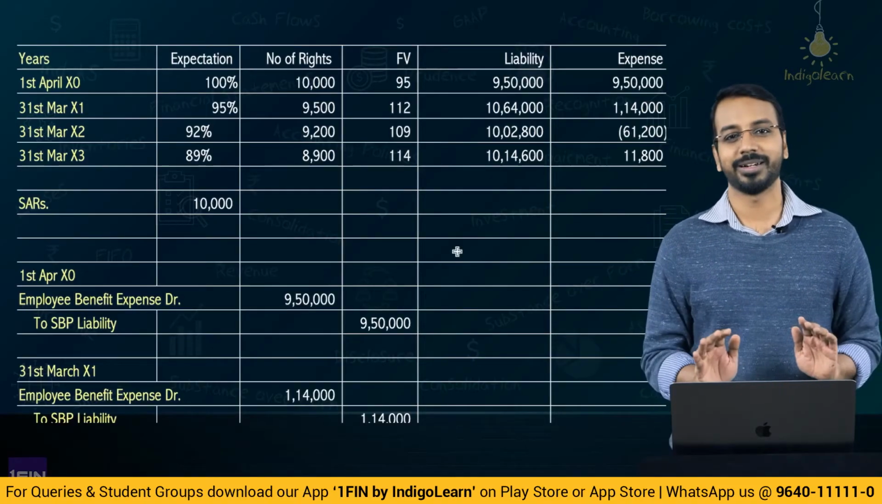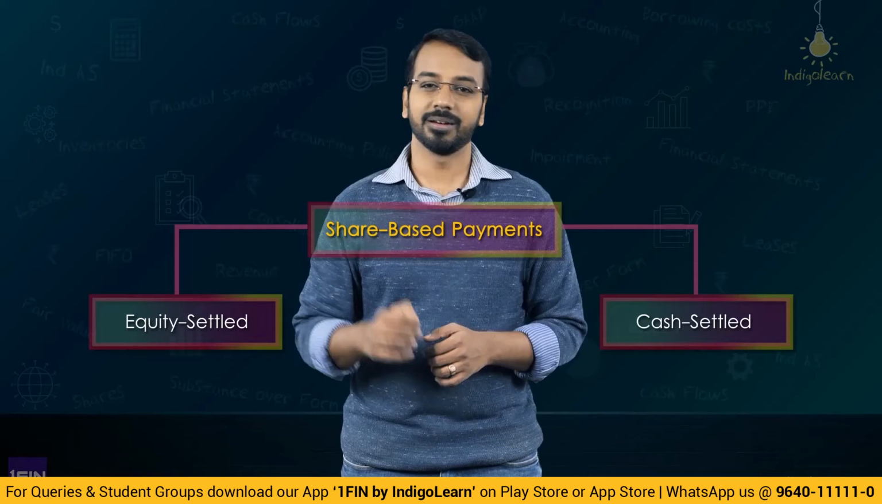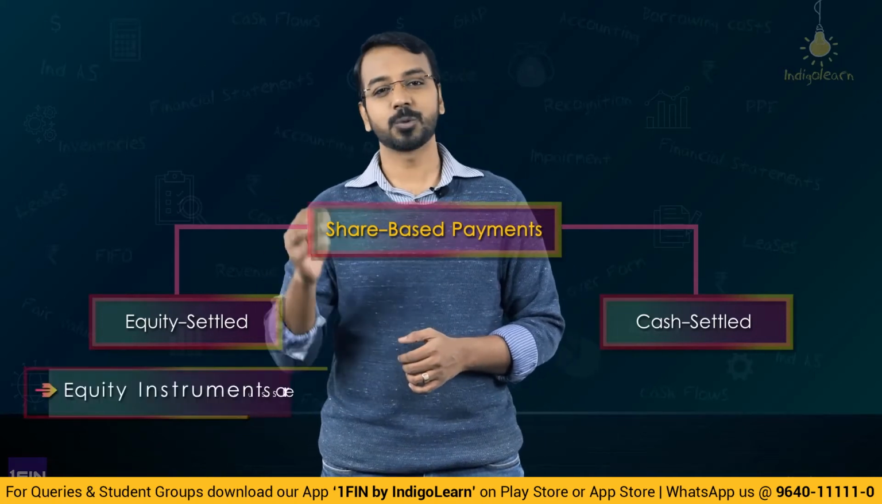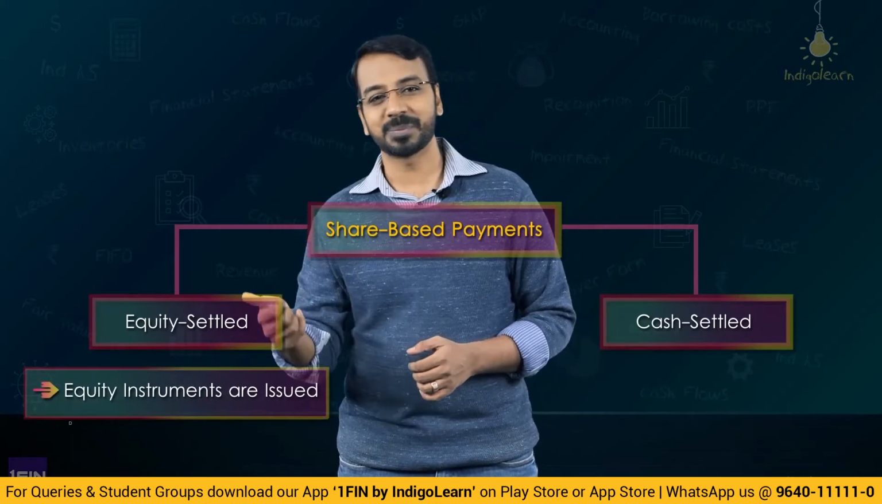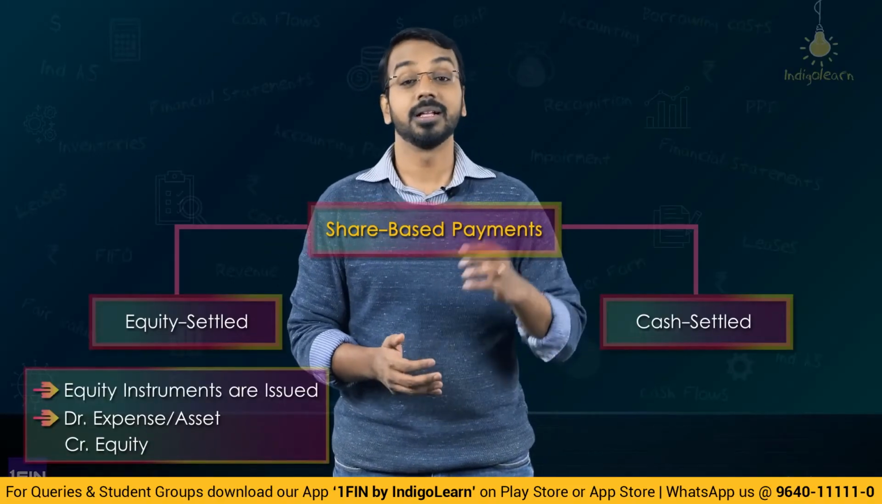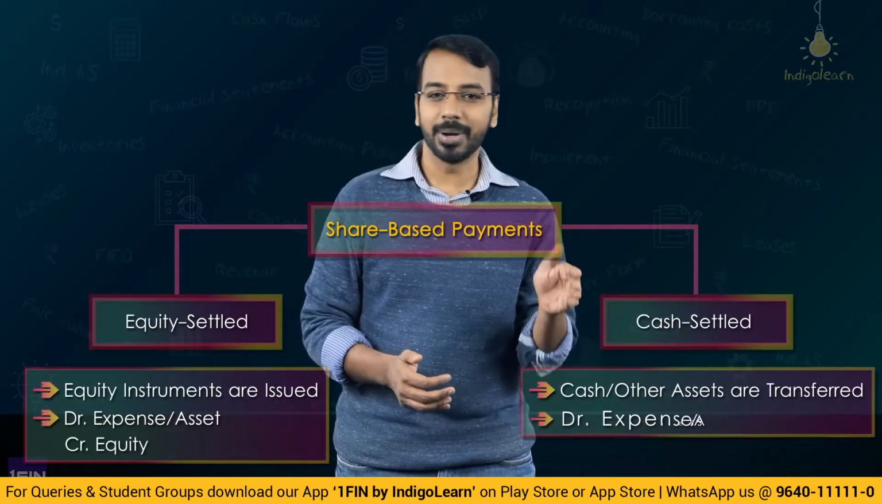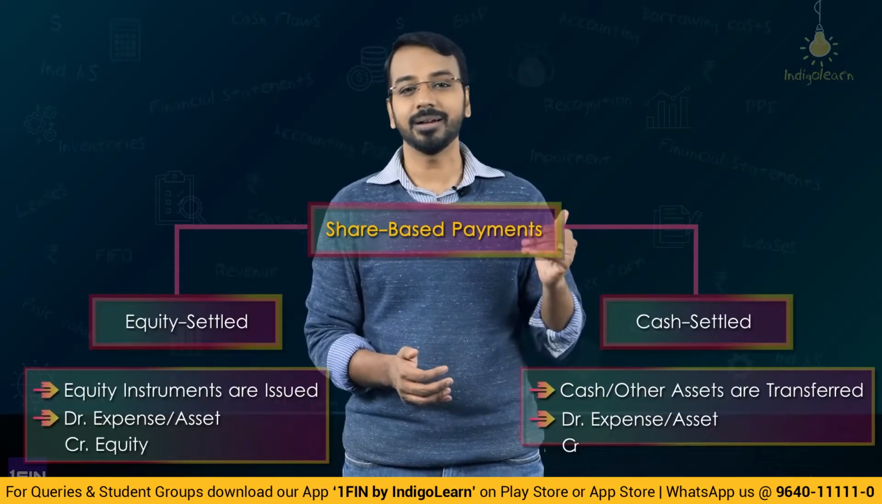Very simple question. Now, so far we have understood about equity settled transactions and cash settled transactions. Equity settled transaction is where equity instruments would be issued and hence you will debit expense or an asset and credit equity. And cash settled transactions are where cash payment would be done or other assets would be transferred. So, you will debit the expense or an asset and credit a liability.